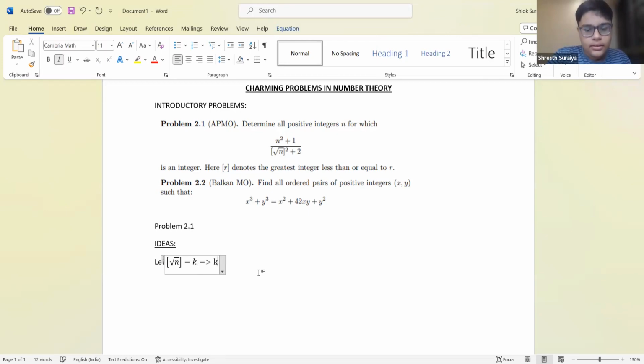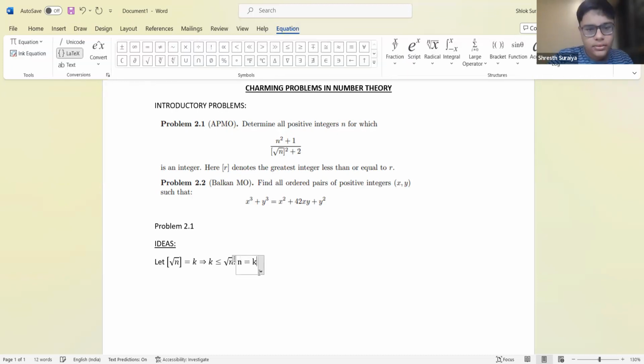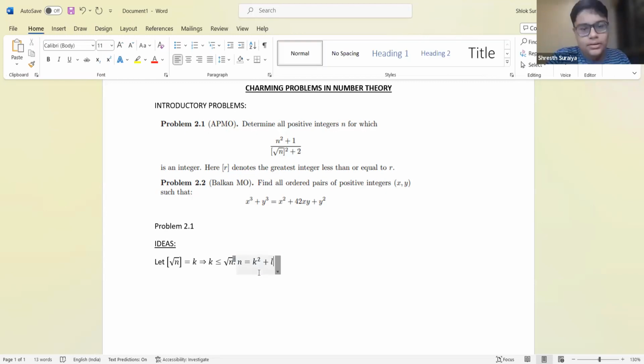Actually k is less than or equal to square root of n, because root n can be an integer as well. So I can write n equal to k square plus l, because n is also greater than or equal to k square. Do we have a bound on l?